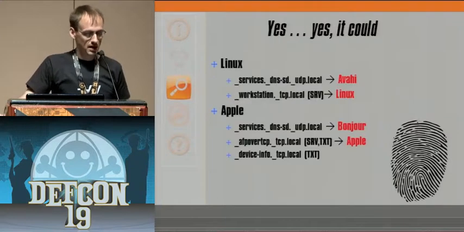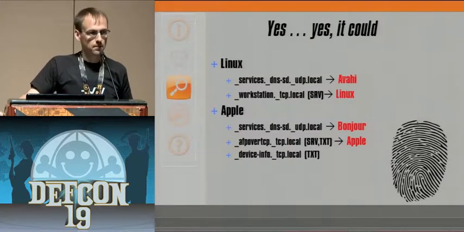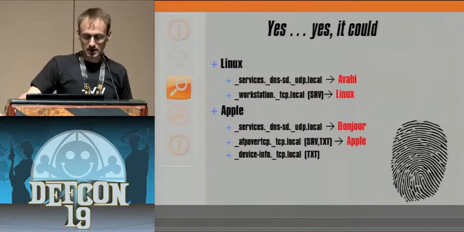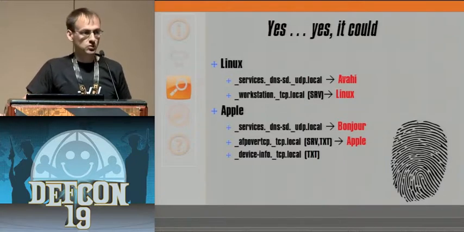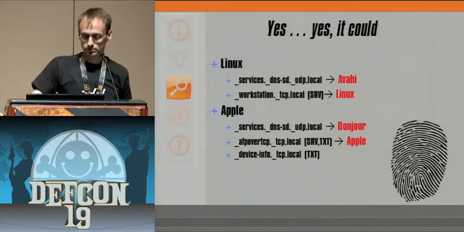Yes, it could. If you have the services _dns-sd._udp.local, and you have _workstation._tcp.local, and in particular the service record, then you're pretty much dealing with a Linux box. If you have the services _dns-sd._udp.local, _afpovertcp._tcp.local, and that's the service and text record on that host, as well as _device-info._tcp.local, text record, then guess what? You probably have an Apple host.